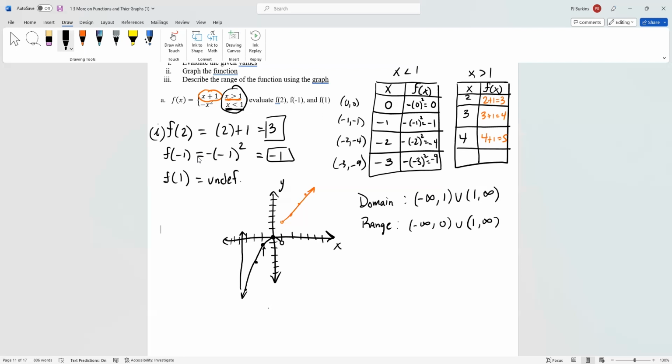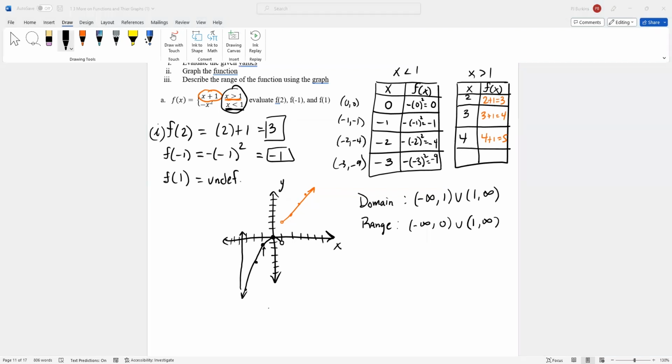Okay. So that's an example of how to evaluate a piecewise function, how to create a table and then generate a graph, and then look at the domain and range. So quickly, let me jump over to Desmos just so you can get a better picture of what this thing should look like.